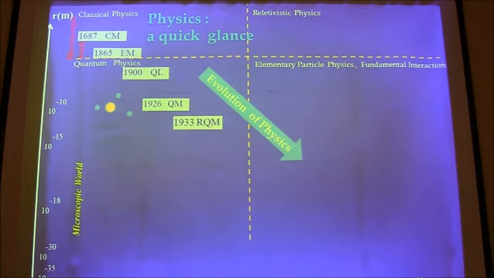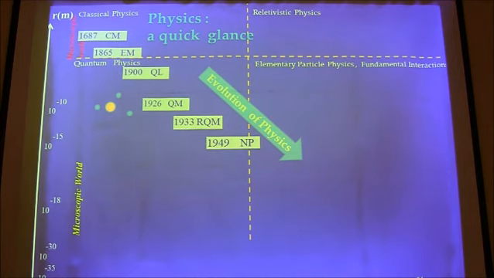And then we learned about relativistic quantum mechanics, which is the extended version of this subject to the cases where particles are moving very fast. So we have relativistic quantum mechanics. Then people started to understand nuclear physics.